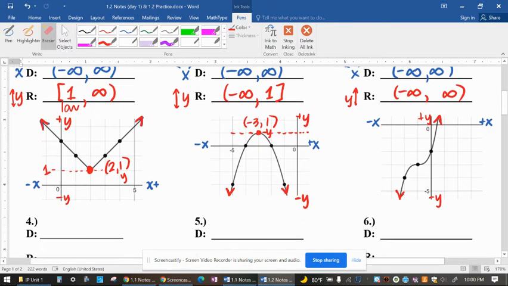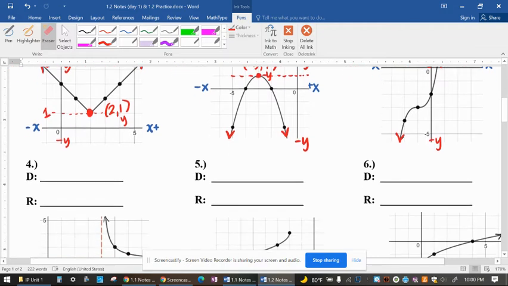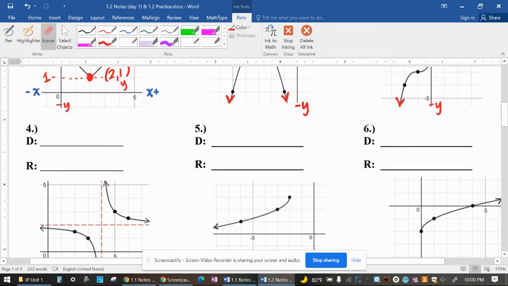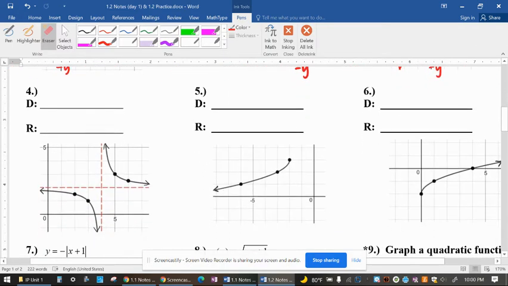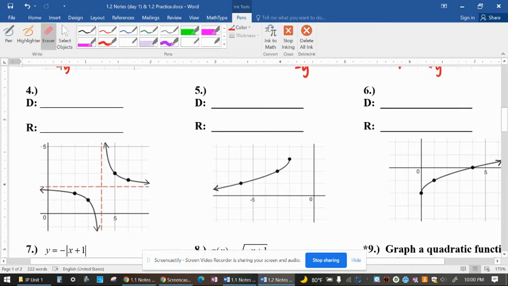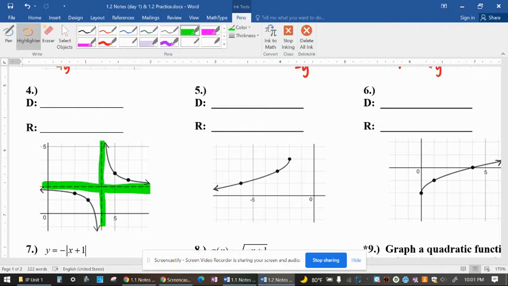If it's pointing forever up or forever down, you're going to use infinities. Probably the trickiest one of all is the rational because of the asymptotes. So I'm going to go ahead and highlight these asymptotes because I want you guys to remember what the definition of an asymptote is. An asymptote is an imaginary line that your function gets really, really close to but will never, ever touch or intersect.